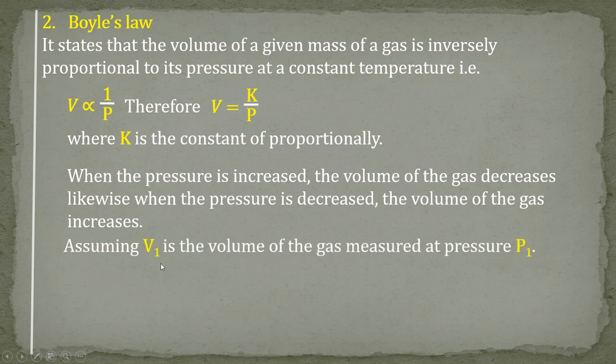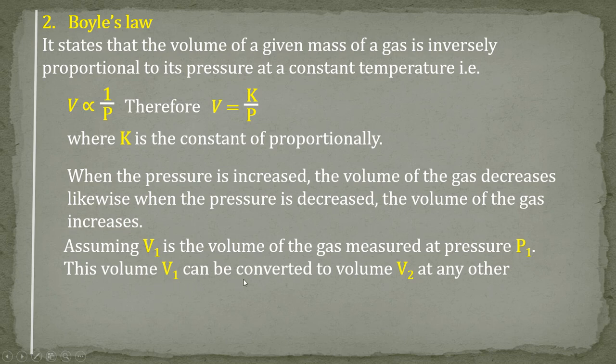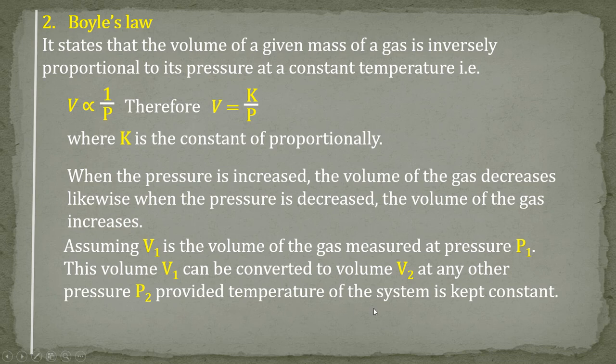Assuming V1 is the volume of the gas measured at pressure P1, this volume V1 can be converted to volume V2 at another pressure, say P2, provided the temperature of the system is kept constant. Using this formula, we can have P1 times V1 is equal to P2 times V2. From there we can be given pressure 1, volume 1, and pressure 2, and told to determine volume 2. So using that formula, we can work it out.